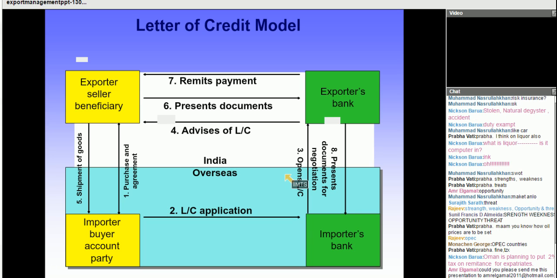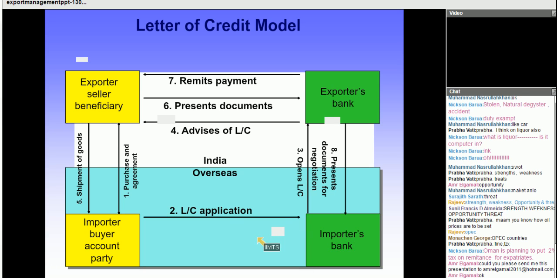Amber, I cannot send it to you personally. I'll be sending it to the coordinator and she is going to upload it at the portal of IMTS and you can download it from there. Okay. We are not allowed to interact personally with the students.